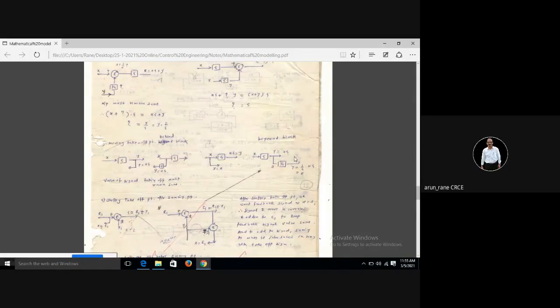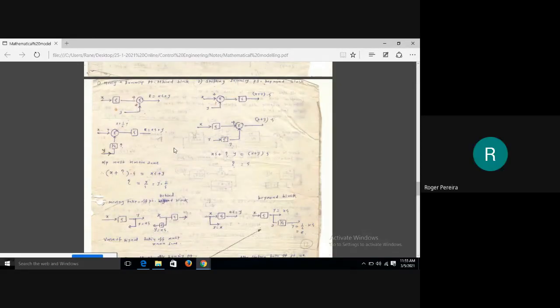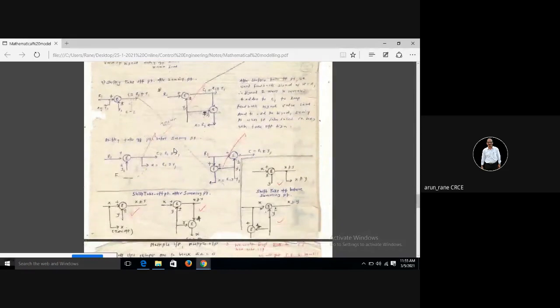Now, remember the difference now. Here it is moving takeoff point behind block and beyond block. Now here it is shifting takeoff point after summing point. Okay. Shifting takeoff point after the summing point. That is, this is my takeoff point. X is equal to R1. Yes, sir. And this I need to shift it here.